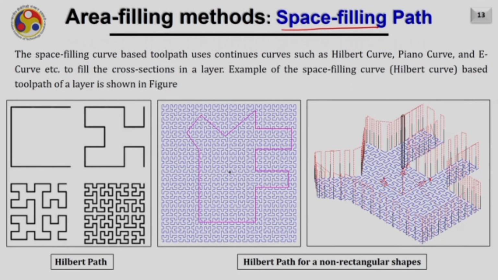The space filling curve based tool paths use continuous curves such as Hilbert, Peano, E-curve, etc. to fill the cross section in a layer. An example of the space filling curve Hilbert based tool path of a layer is shown in this figure. So this is a typical Hilbert tool path. This is its first iteration, this is its second iteration, this is third and this is fourth.